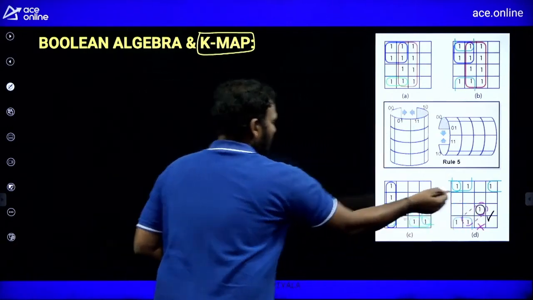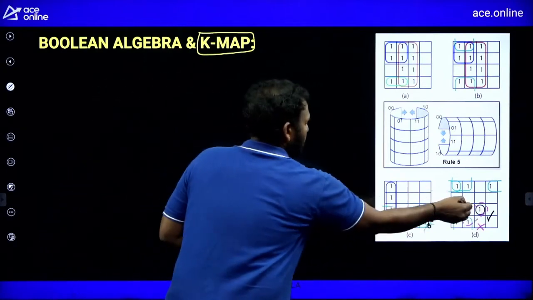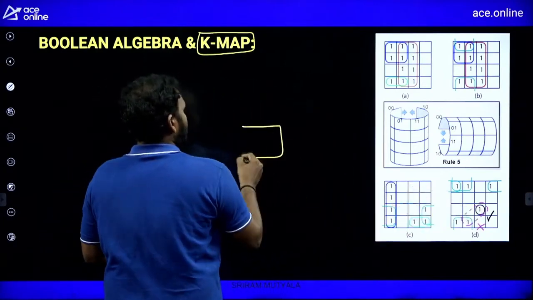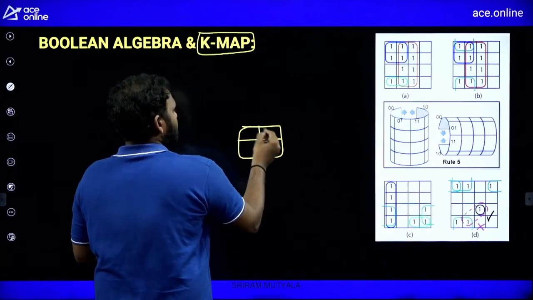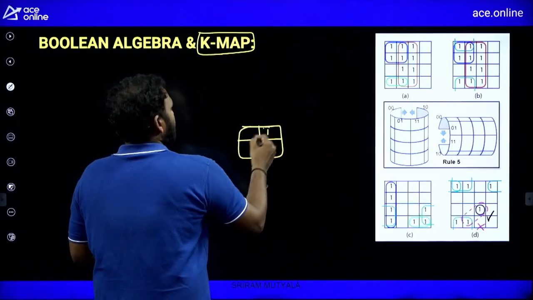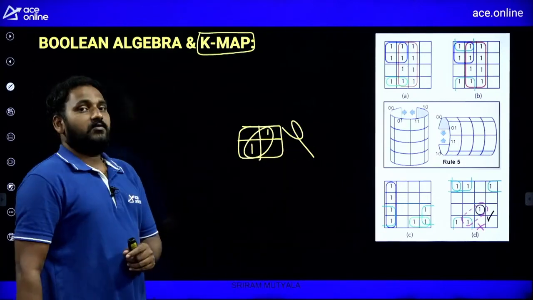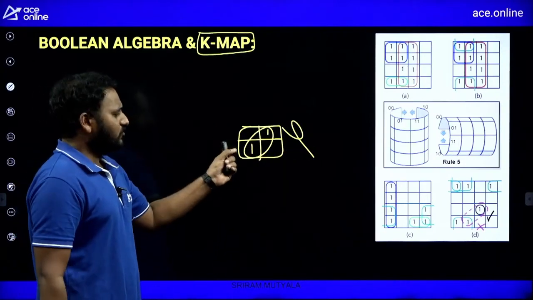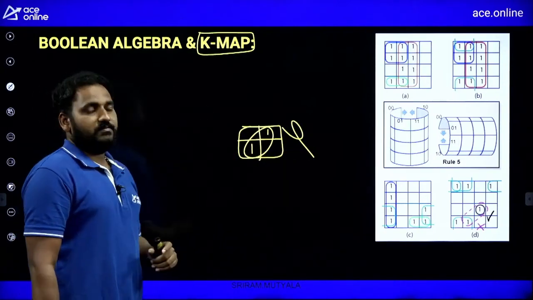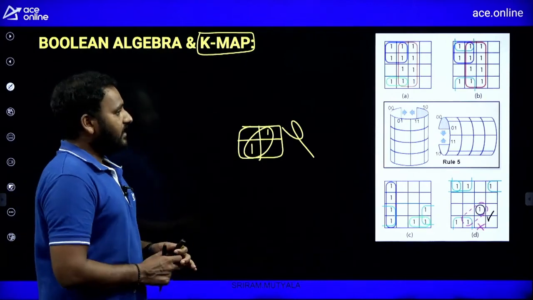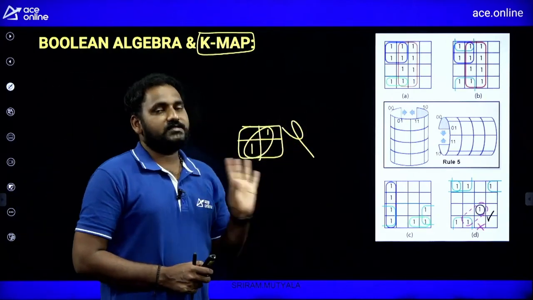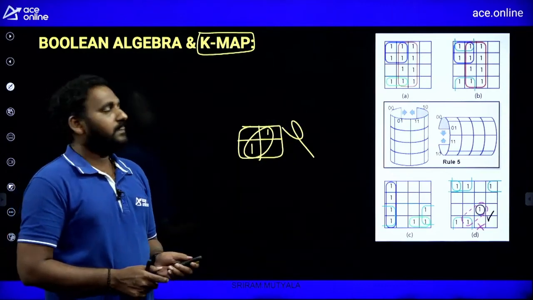I think it may not be visible properly. For example, if you find adjacent cells, you can group them, but you cannot group this. Diagonals are not allowed in grouping. Like that, please go through the basic rules of K-map. If you find a K-map, you must be in a position to answer it, minimize it, that's all.